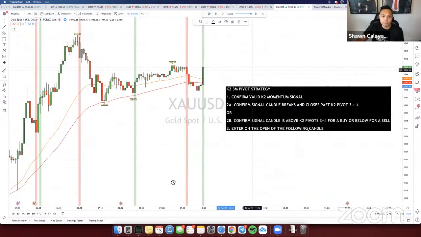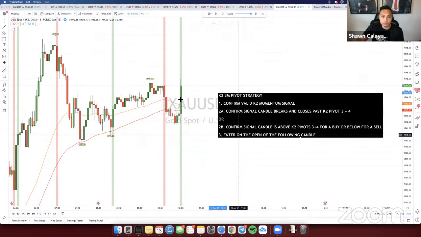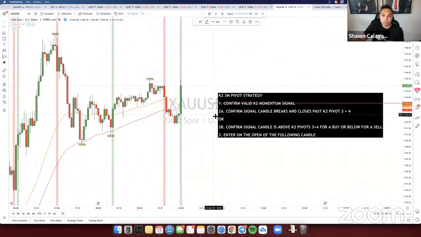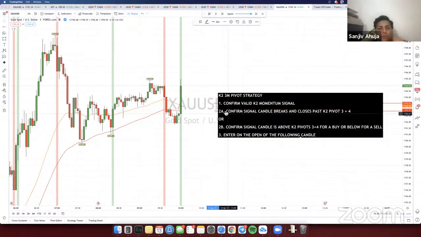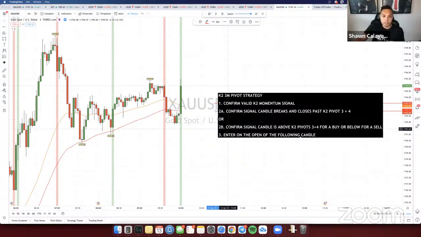So first, you want to confirm a valid K2 momentum signal. Right here, we have a valid buy signal because it's a green candle with a green buy signal. That's the first requirement. The second requirement is to confirm that the signal candle breaks and closes past the K2 pivot 3 and 4. For example, here, this candle is breaking past these two pivots, and then it closes above it. So we satisfy that requirement. Since we have 2A, we don't need to do 2B. And then you can enter on the open of the following candle right here.